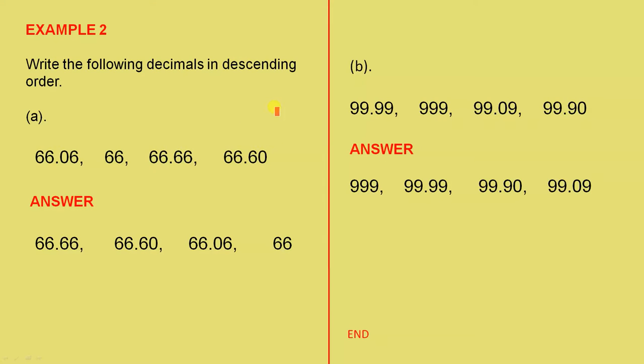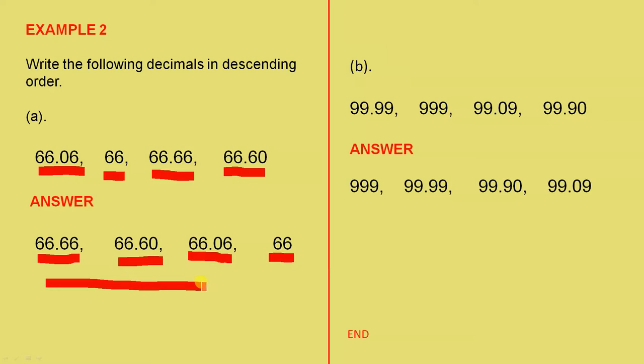Write the following decimals in descending order. Now descending order means from the largest to the smallest. So let's have a look at those four numbers here and let's see which one is the largest. So there it is there, that's the largest. So that goes there. Now which one's next? That one's next. So that goes there. That one goes there. And that's the smallest. And that goes there. So here we have, in that order there, descending order from largest to smallest.